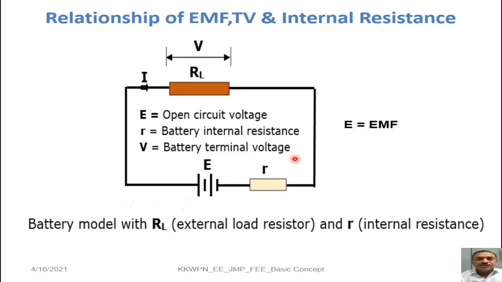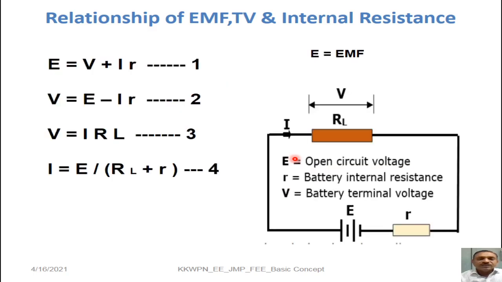That means the voltage without any current across the battery will be called the electromotive force. Now let us understand the relationship of these various quantities. These four equations we got from the basics of Ohm's law. Now the first equation is EMF is equal to terminal voltage plus capital I into small r.